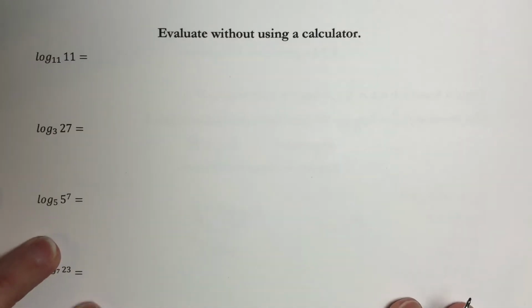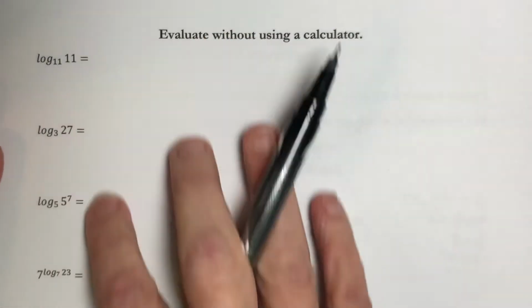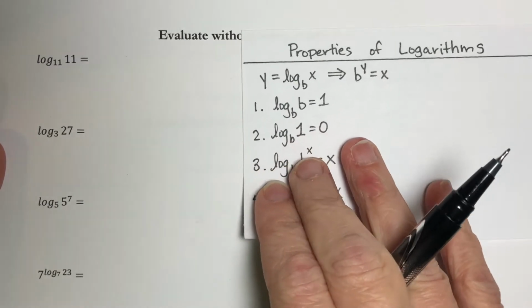This is part 2 of section 4.2. We just talked about some properties of logarithms, and now they're going to ask us to calculate some logarithms without using a calculator. In fact, your calculators will not do a logarithm with a base other than either 10 or e, and we're going to talk about that in the next section. So I have our properties written down here.